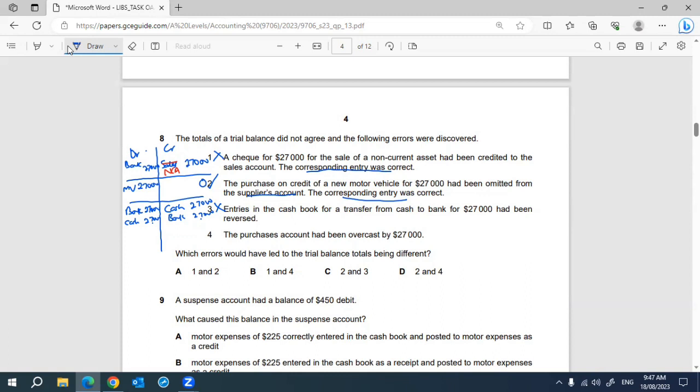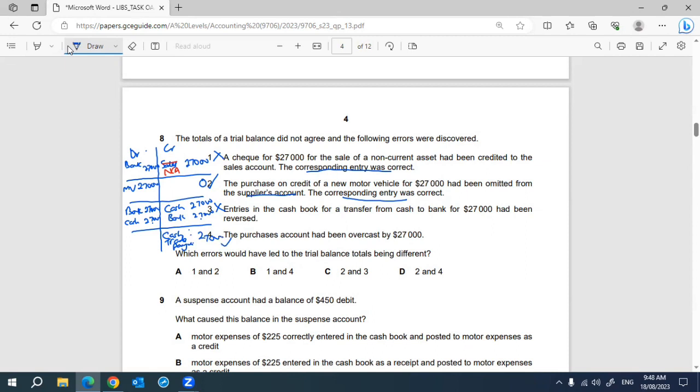And lastly, the purchases account had been overcast by 27,000. Now it was not clear here whether this was a credit purchase or a cash purchase, but that doesn't matter actually, because should it have been a cash purchase, we would have credited cash. Should it have been a credit purchase, we would have credited trade payable. Neither of which was mentioned in this question. So which means the credit side was correctly done.